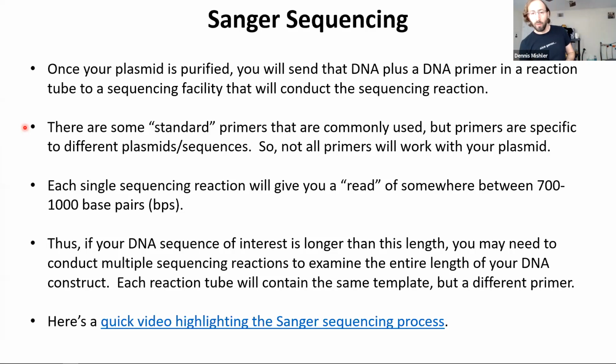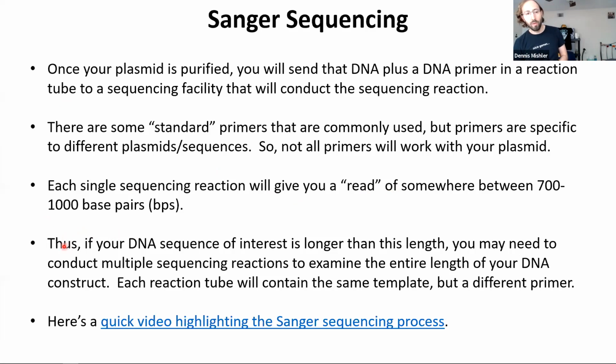Once you have a primer that works, you add it to your DNA template and send it off to the sequencing core, or sequencing facility, and they'll do the reaction for you. They'll send you back something we call a read. This read is going to be somewhere between 700 and 1,000 base pairs, ideally, and that's going to be DNA sequence. They're going to tell you what that DNA sequence was based upon the primer you gave them, and what's present in your DNA. But each sequencing reaction, each read, will only be at most 1,000 base pairs if you're really lucky.